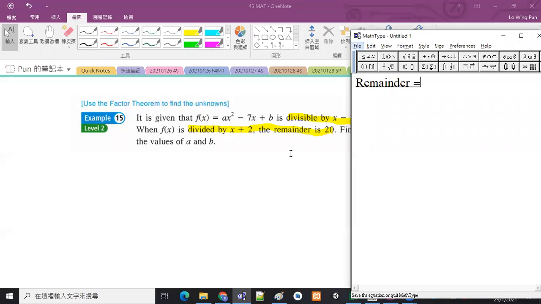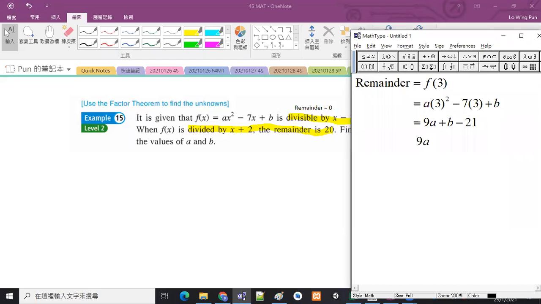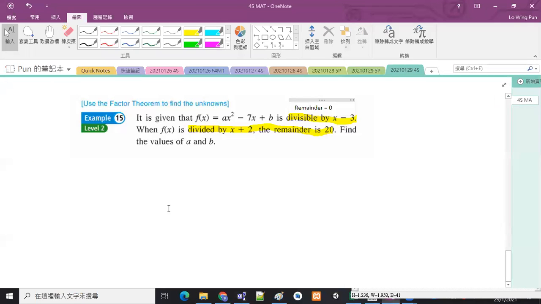First remainder is equal to f(3). Okay, f(3) is a times 3 squared minus 7 times 3 plus b, and then simplify this to be 9a plus b minus 21. But when it is divided by x minus 3, it should be divisible, which means that the remainder is equal to 0. Okay, remainder is 0 here. So we need to put our remainder to be 0. Normally, I will put the number to the right-hand side and call this equation 1. Can you get this?